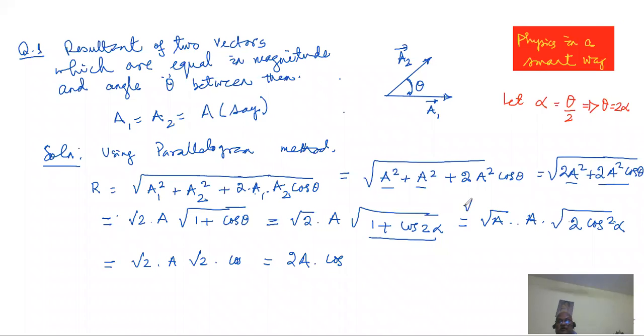One thing I am missing here is another root 2 here. Okay, so into cos alpha. But if I revert the value in terms of theta, that is 2 cos theta by 2. That seems the final answer, and 2A into cos theta by 2. So that gives us twice the magnitude of one of them into cos of half of the angle between them.